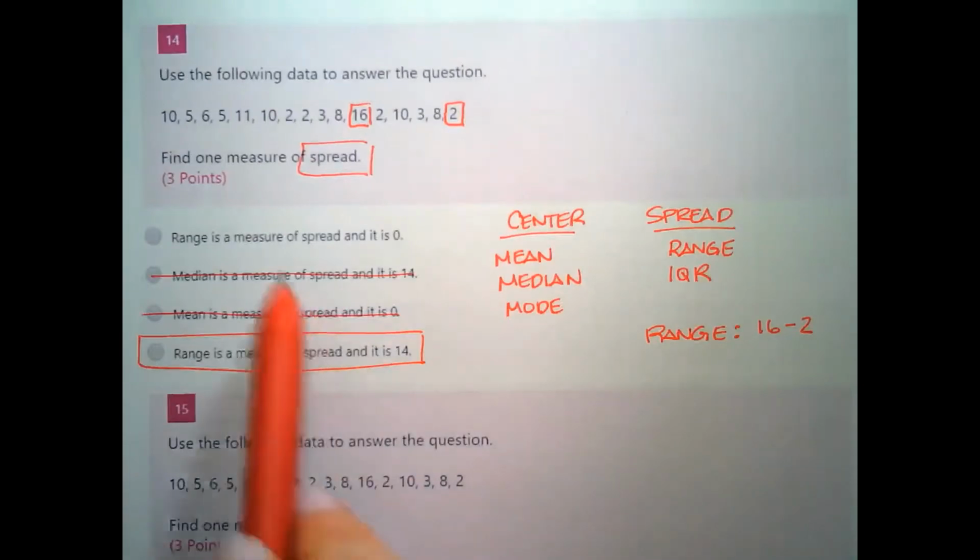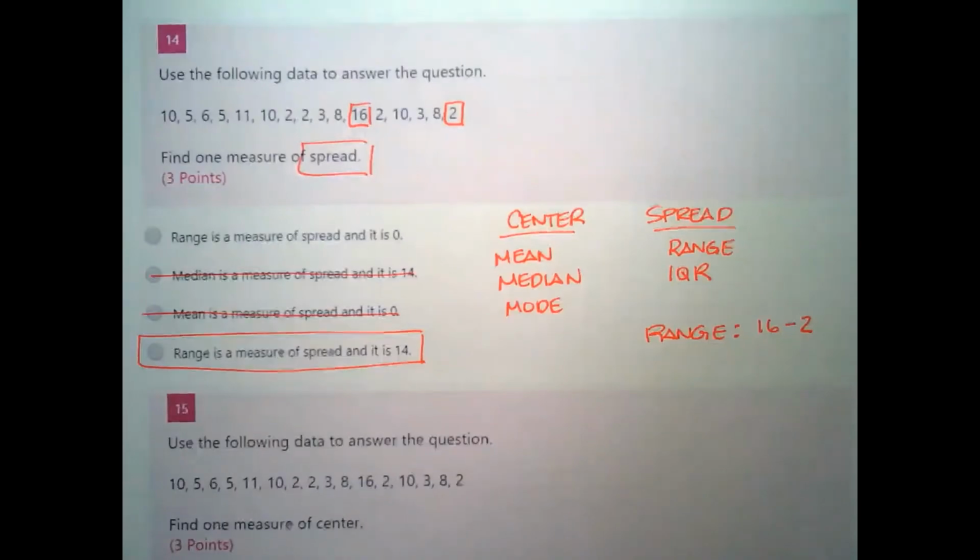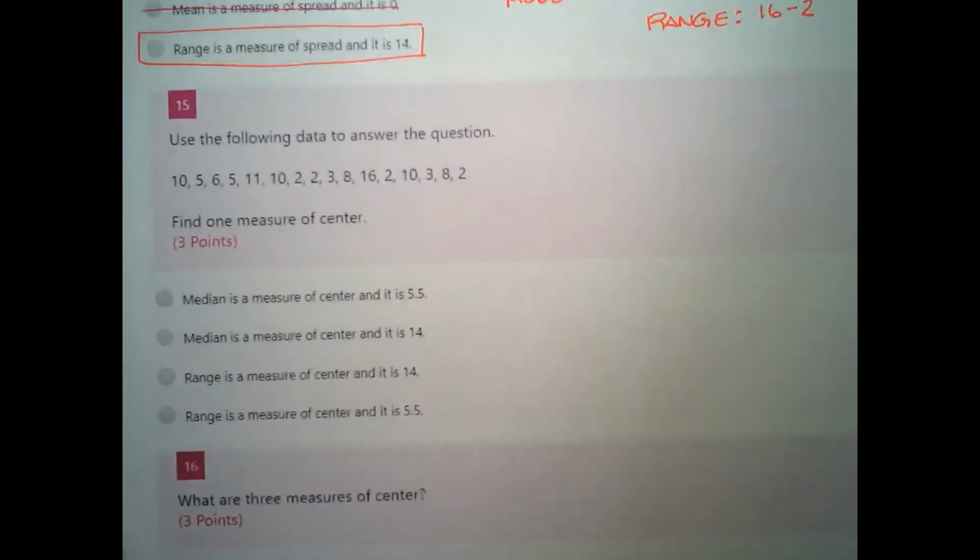Okay. The only time a range will be 0 is if all the numbers in your set are exactly the same. So that was probably a given before we even computed it.